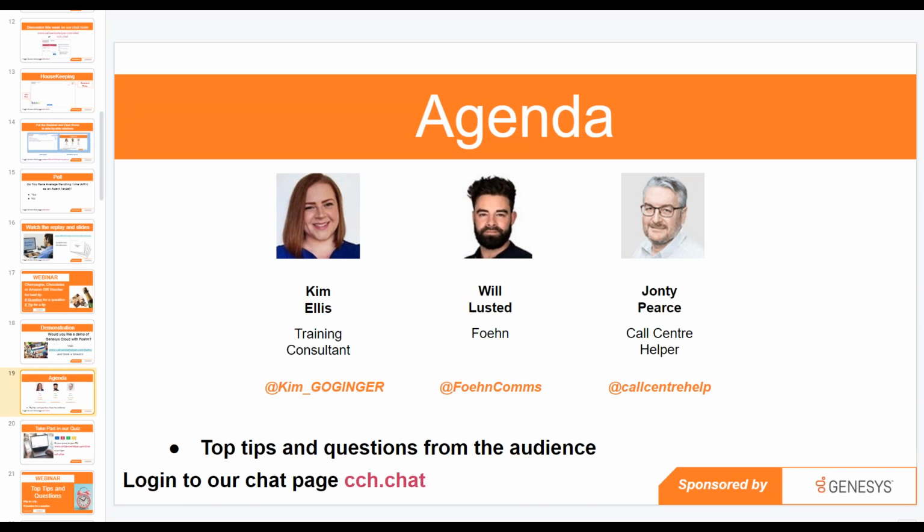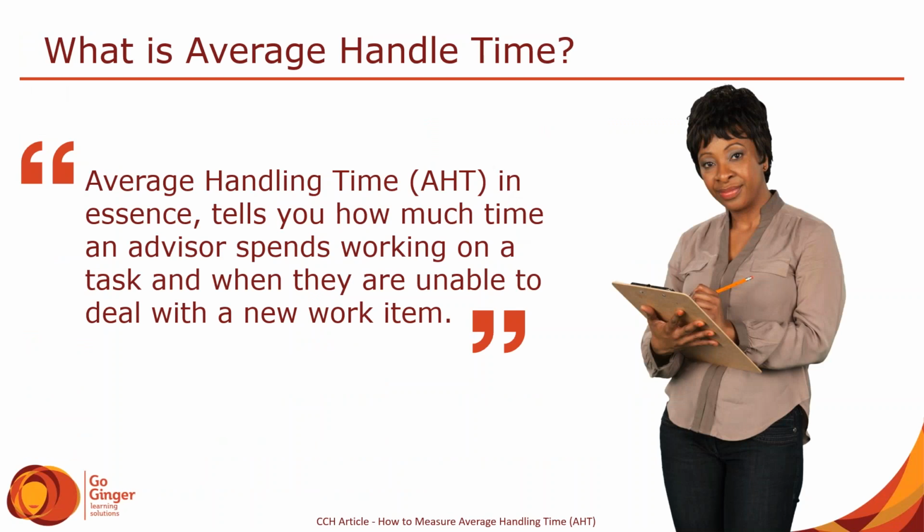Welcome everybody. Before we get into how to reduce average handling time, I'd just like to get us all on the same page about what average handling time actually is. Now, the Call Center Helper website has a fabulous article called How to Measure Average Handling Time. And in that, it says average handling time, in essence, tells you how much time an advisor spends working on a task and when they're unable to deal with a new item. So that is not just the amount of time it takes to do the call, it's all your wrap-up content as well. It's the full end-to-end contact that we're really talking about today with the average handling time.